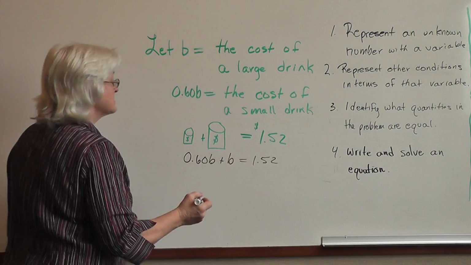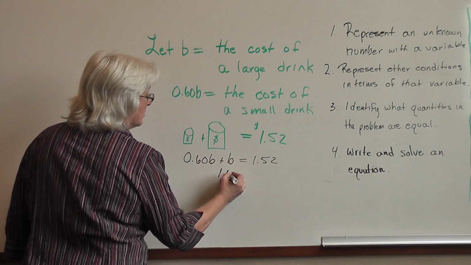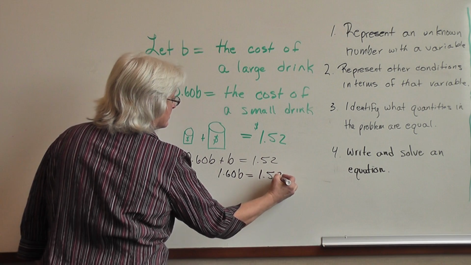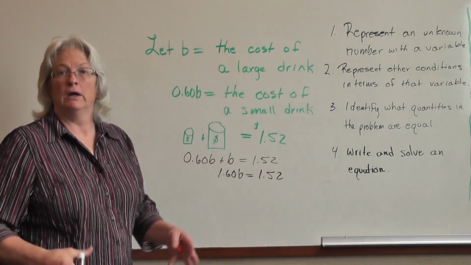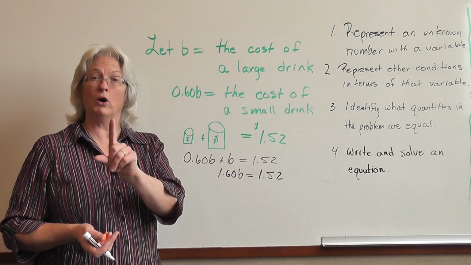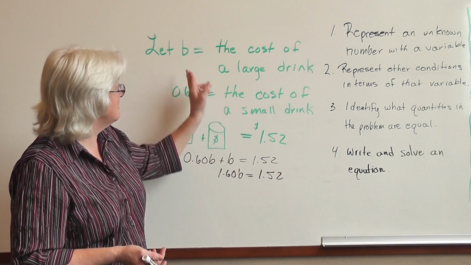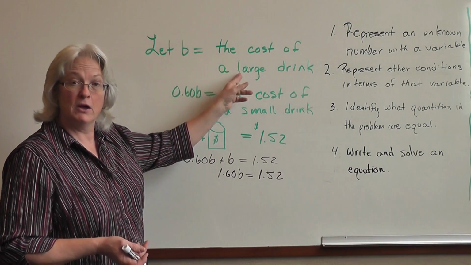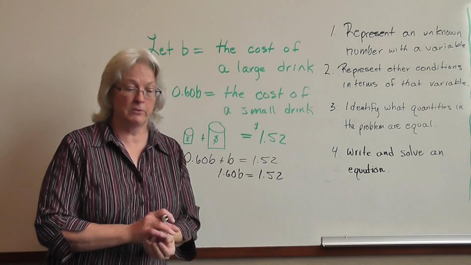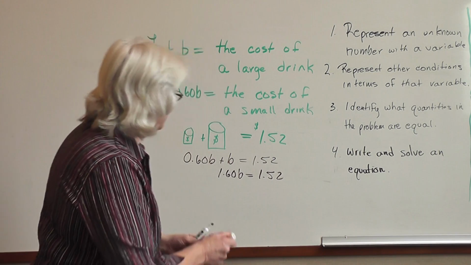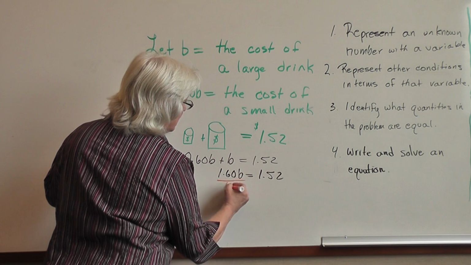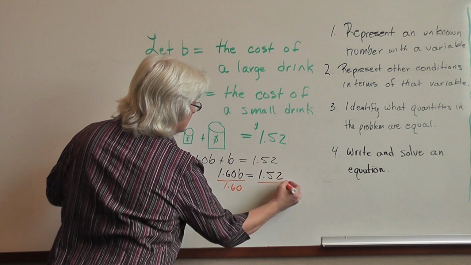Combine like terms: 1.60B is equal to 1.52. I don't care how much 1.6B is equal to. I need to know what 1B, just B by itself, is, because we want to find out the cost of a large drink. So in order to isolate the B, we're going to divide both sides of this equation by 1.60.